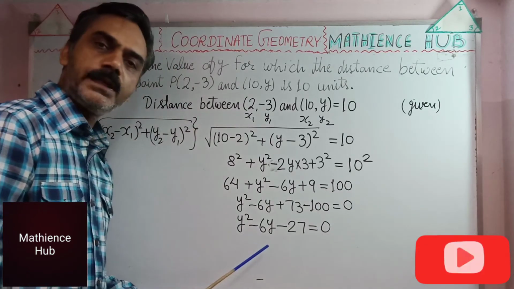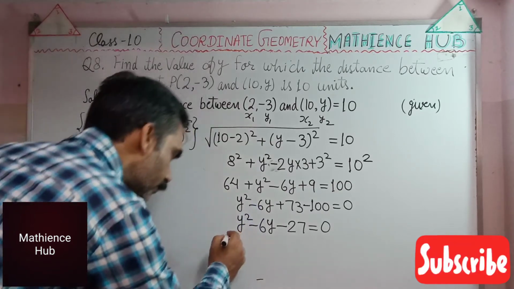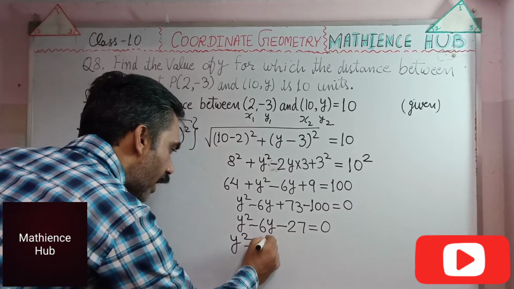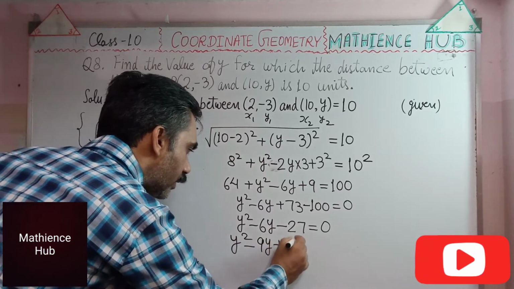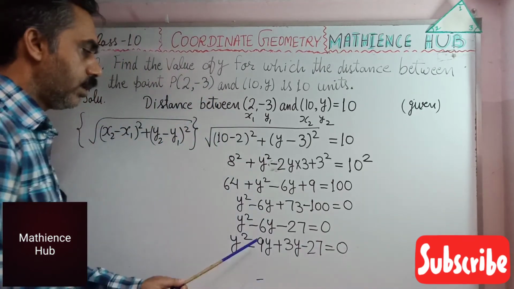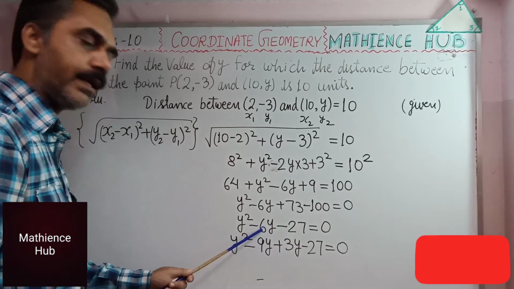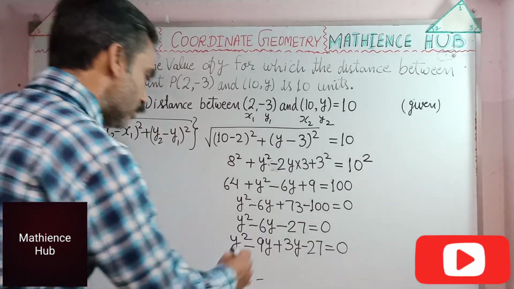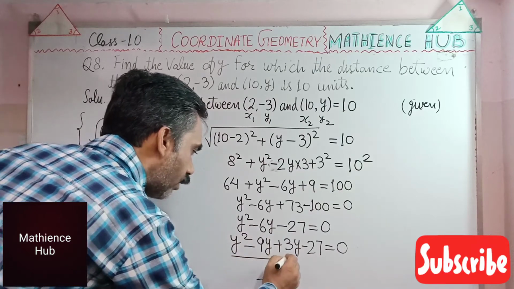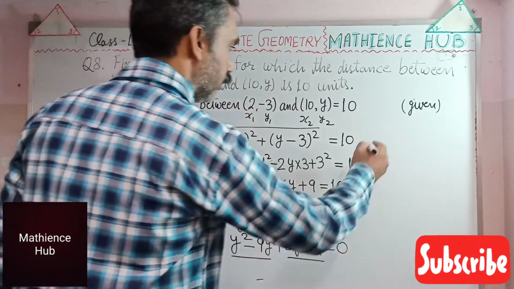Using the middle term splitting method, divide minus 6y into two parts: y square minus 9y plus 3y minus 27 equals 0. 9 threes are 27 and minus 9 plus 3 is minus 6. So pairing, y is common in this and 3 is common in this.